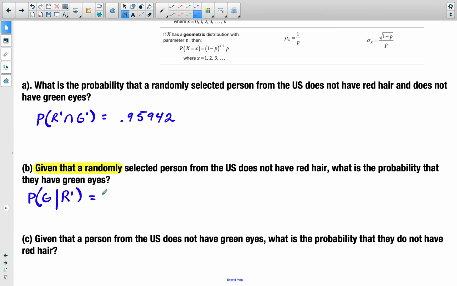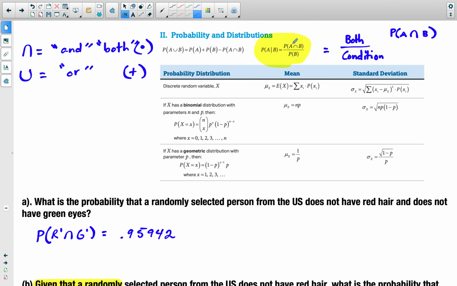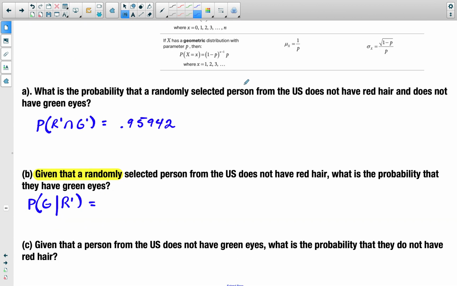Now if I go back up to my formula sheet, just think of G in place of A and R prime in place of B, so it's the probability of both over the condition. It's going to be the probability of G and R prime over R prime.